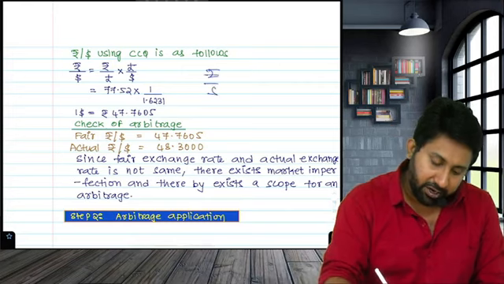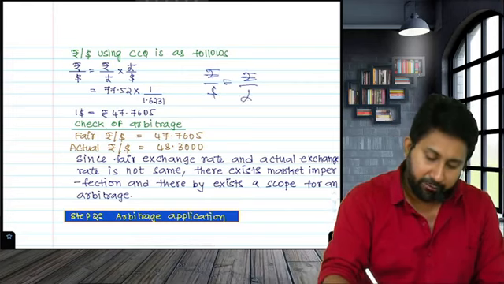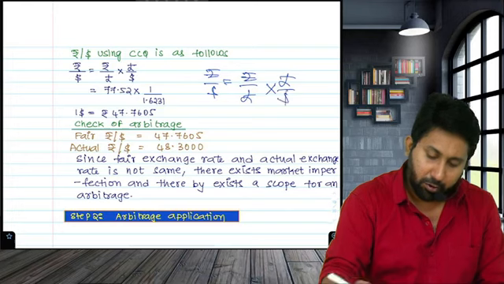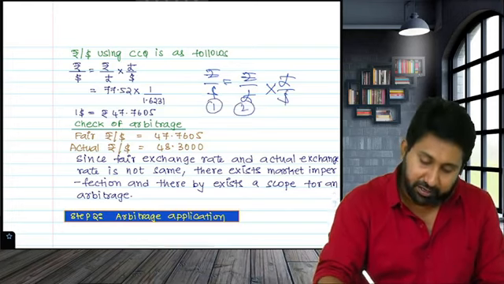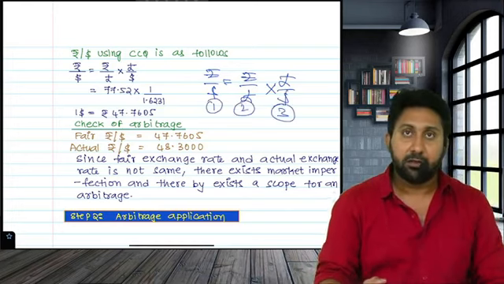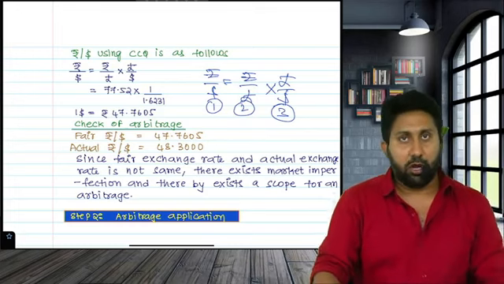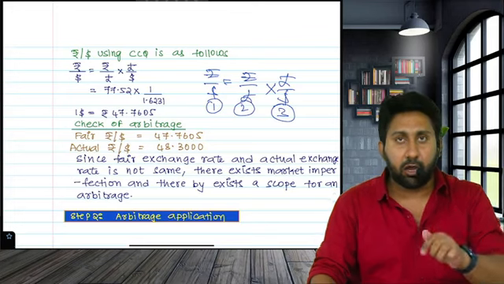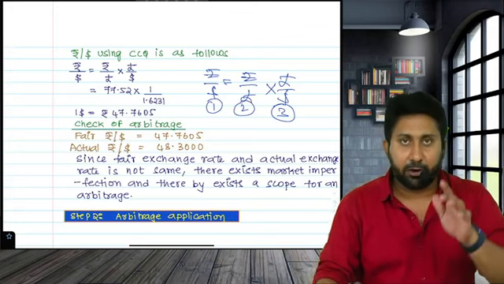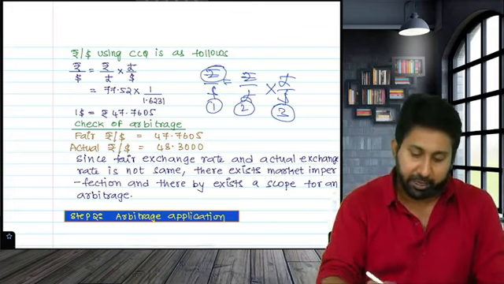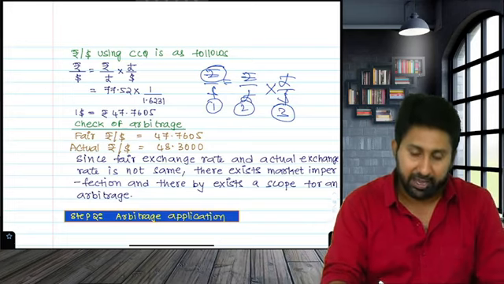What is the formula you have written? Rupee by dollar equals rupee by pound into pound by dollar. This is step 1, this is step 2, this is step 3. Means what? It's nothing. You have 1 crore dollars. You will convert that 1 crore dollars in Mumbai at 48.3, and you will get some number of rupees.